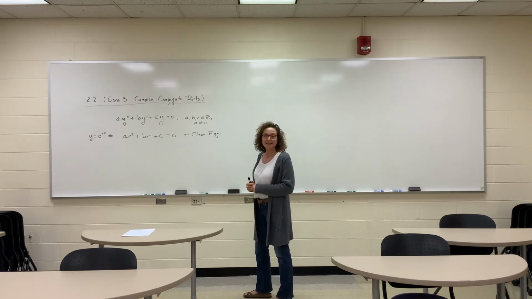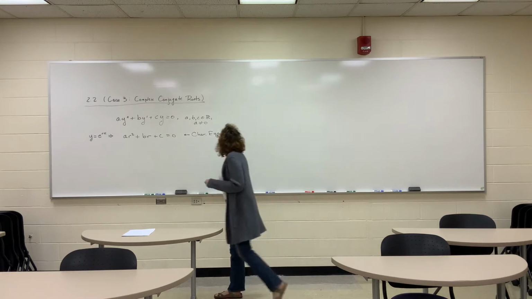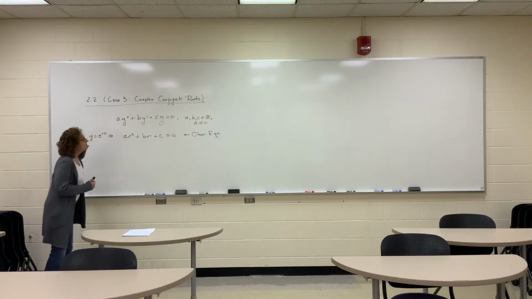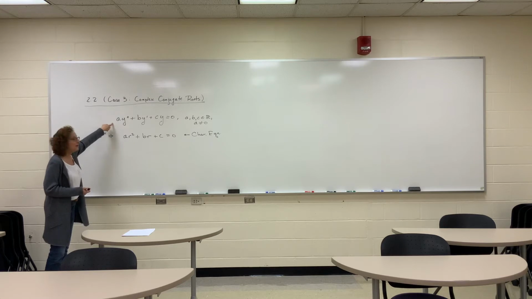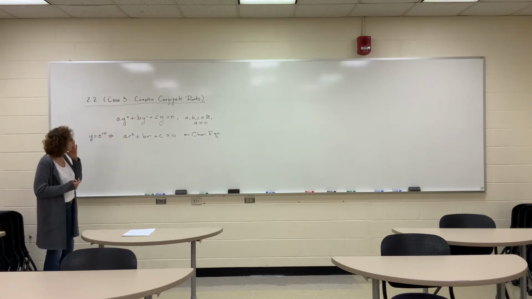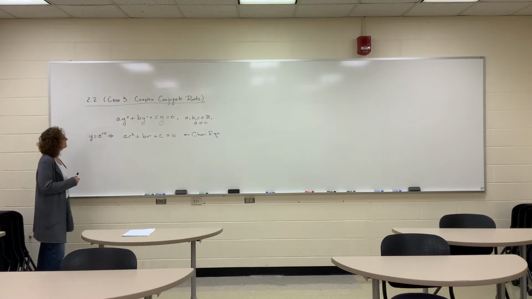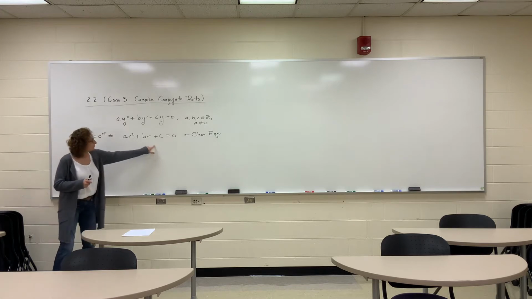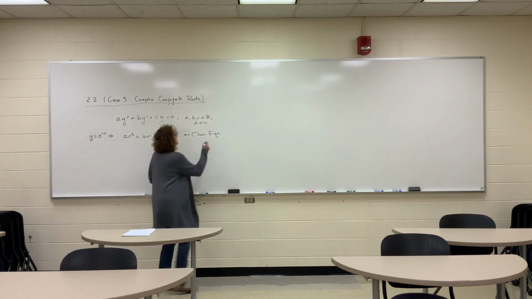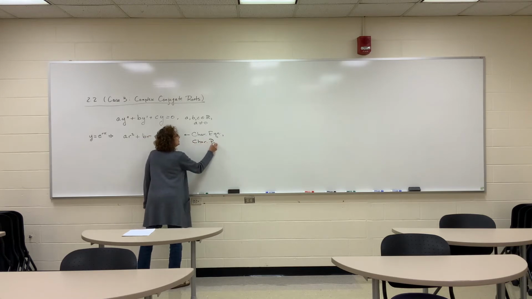So let's dive in now to case 3, complex conjugate roots, and back to our original constant coefficient, second order, homogeneous ODE for y as a function of x. That's what we're using here. There are the usual conditions on the coefficients, and we get our characteristic equation, right? Another word for it is the characteristic polynomial, right?